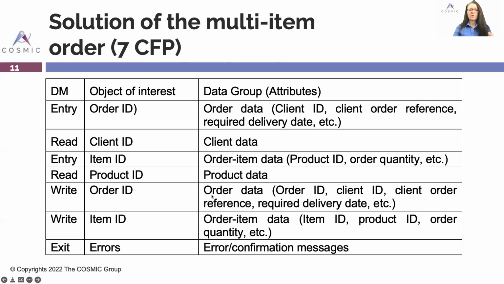And then once it's completed, we will be writing. So there's a write data movement for order data and order item data, two writes, because those are two different data groups. And at the end, there could be also a confirmation or error message, that's an exit. So this is a super simple multi-item order functional process. As I said earlier, it's usually in reality bigger than that.